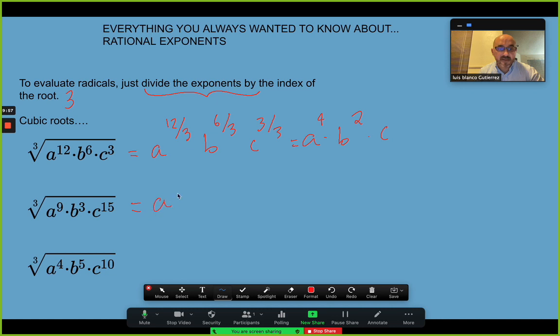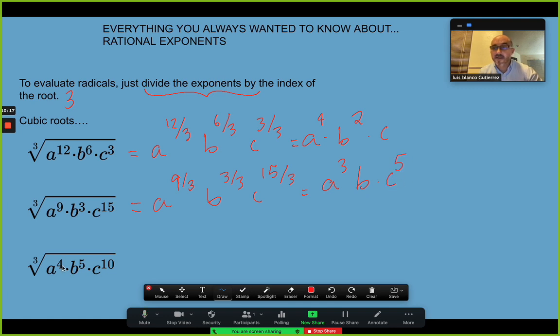Next one is going to be a to the power of 9 over 3, b to the power of 3 over 3, c to the power of 15 over 3. So it's going to be a to the power of 3, b to the power of 1, so just b, times c to the power of 5.